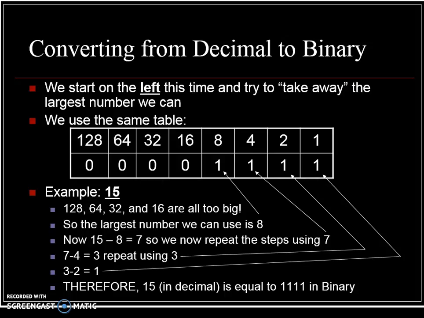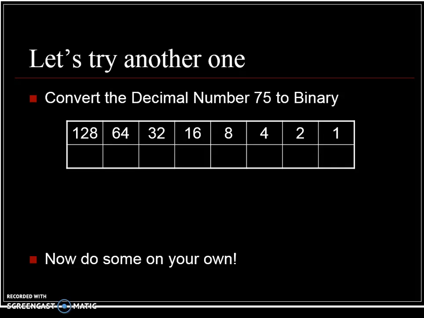We move down to the 4s. 4 is smaller than 7. We can write in a 1, subtract 4, giving us 3, and so on. So this is really a process of examination and then subtraction. Okay, so trying another one. If we have the number 75, we can see that 128 is too large, 64 is smaller, so we write in a 1 for 64, subtract 64 from 75, getting by my count 11, which means the 32s and the 16s are irrelevant. We write in zeros.